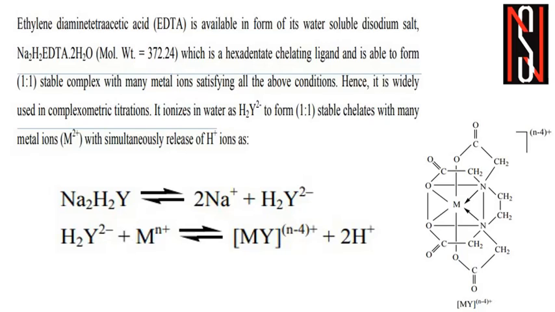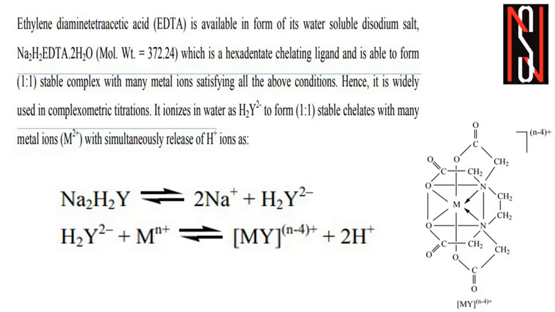Here it is widely used in complexometric titrations, and it ionizes in water as H2Y2-, which we have already discussed in our last class. Why does it ionize in water as H2Y2-? Because in neutral or aqueous medium, it behaves as a dicarboxylic acid. Two of its hydrogens are acidic in nature in neutral medium, so in aqueous medium it ionizes as H2Y2-, and then it forms a stable 1:1 chelate complex with many metal ions with the release of H+ ions.